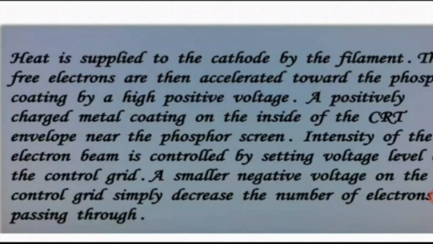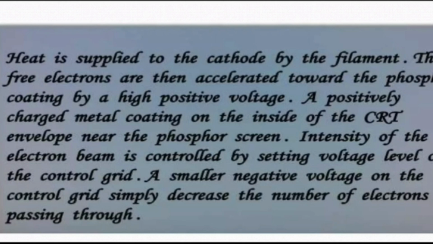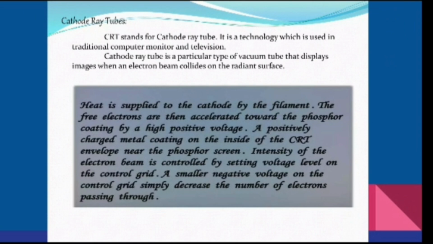Now this positively charged metal coating attracts the negative electrons. When the positive and negative charges combine, it creates some energy or light. The intensity of the beam is controlled by setting the voltage. When you have high voltage, we can have a high intensity beam. When the voltage is low, the number of electrons will be less, and therefore the energy will also be less. This is the basic functioning of how the CRT works.